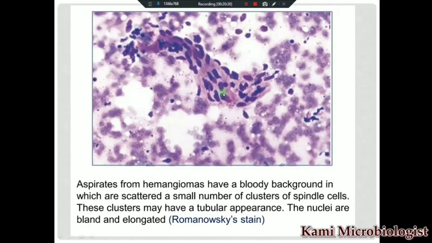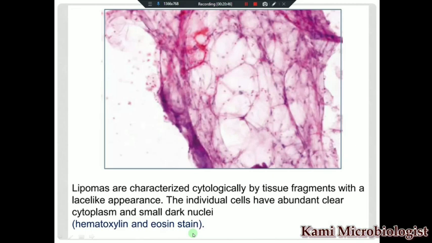These are other cells, and in this case these are the aspirate from hemangiomas. Hemangiomas have a bloody background in which are scattered a small number of clusters of spindle cells. These clusters may have a tubular appearance. As you can see, these have a tubular appearance. The nuclei are bland and elongated. So this is the Romanowsky stain.